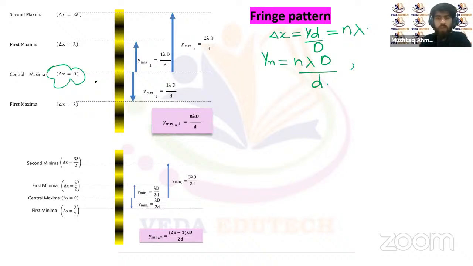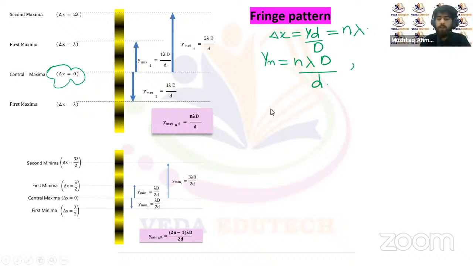So the position of the nth bright fringe will be equal to n lambda D upon d. For the first bright fringe it will be 1 lambda D upon d, and for the second 2 lambda D upon d, and the central bright fringe will occur at the center of the screen, because the path difference between the two waves is equal to 0 at the center.